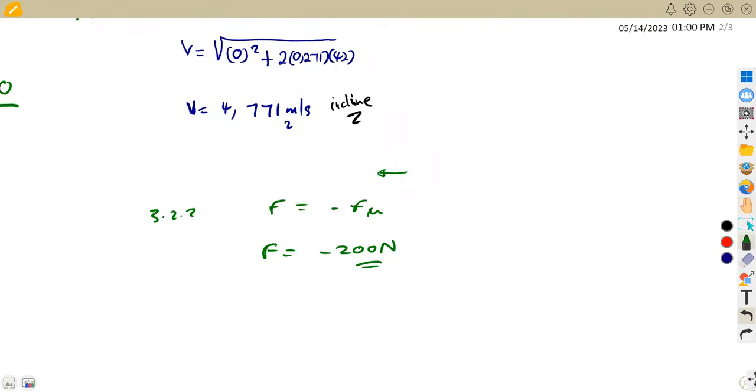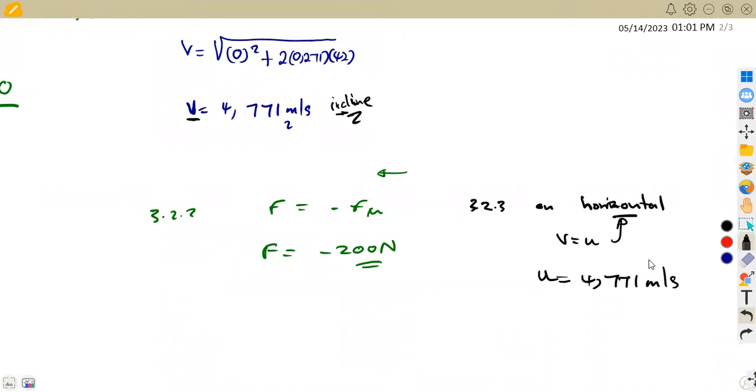So this is on the horizontal. For 3.23, on the horizontal, so far this is what we have. The final velocity from the incline is equal to u of the horizontal. Meaning our u, the initial velocity, is 4.771 meters per second. The velocity that it approaches the horizontal ground with is the one that it is going to start from. So that's its initial velocity on the horizontal ground.